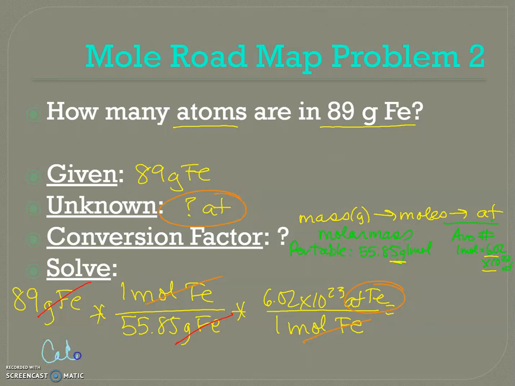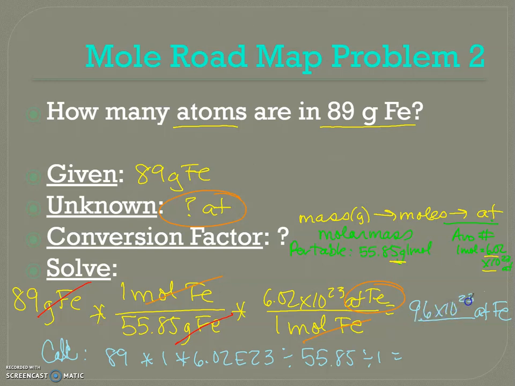And what do I put in the calculator? 89 times 1 times 6.02 E23 divided by 55.85 divided by 1. And my answer will be in atoms of iron. So when I put that in the calculator, I get 9.6 times 10 to the 23rd.